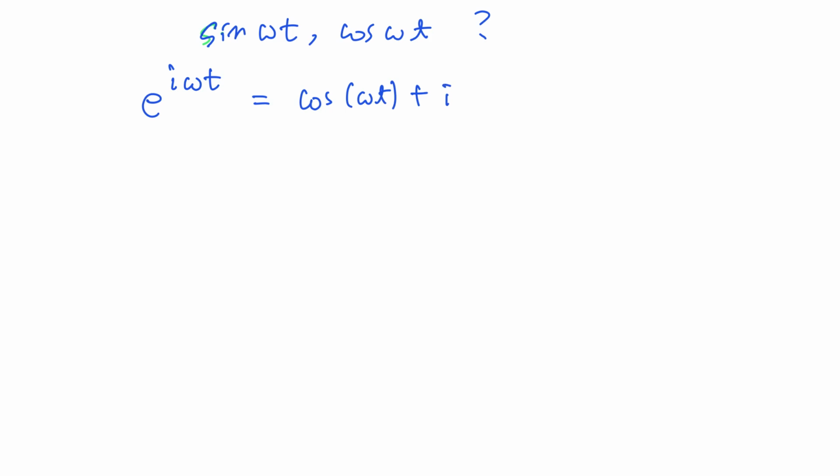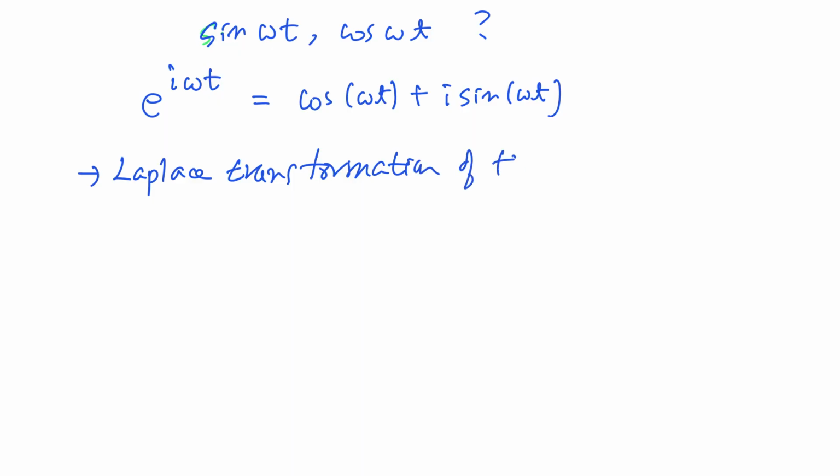How about sine omega t and cosine omega t? So in this case, we now consider exponential i omega t. It's the same as before. This is cosine omega t plus i sine omega t. So we take the Laplace transformation of the above.